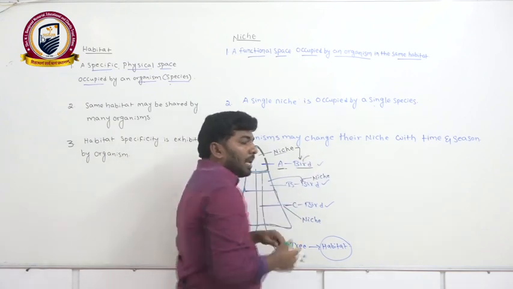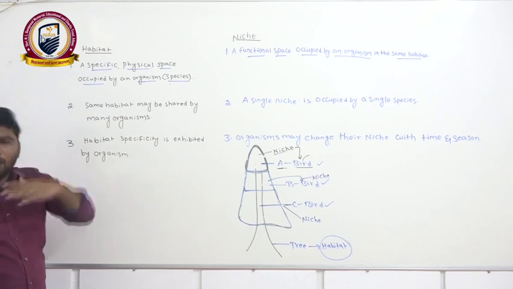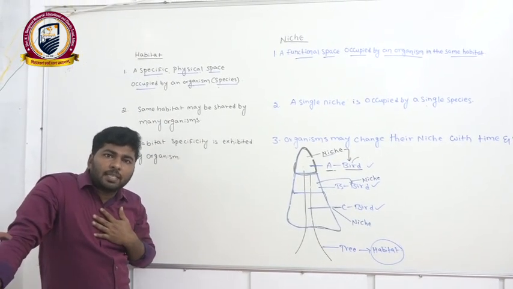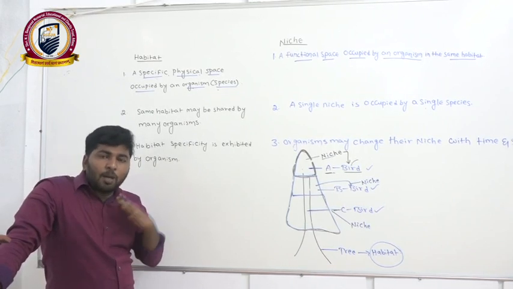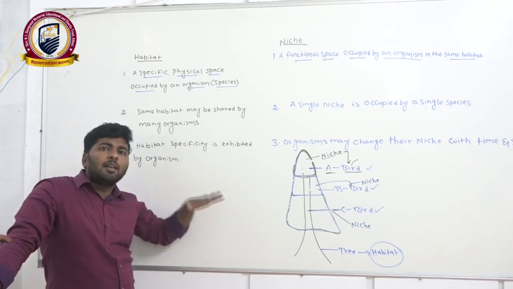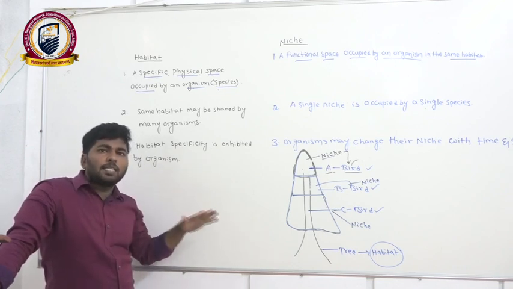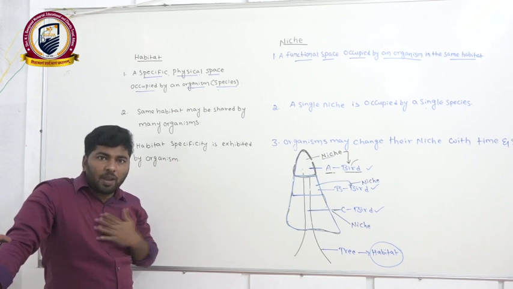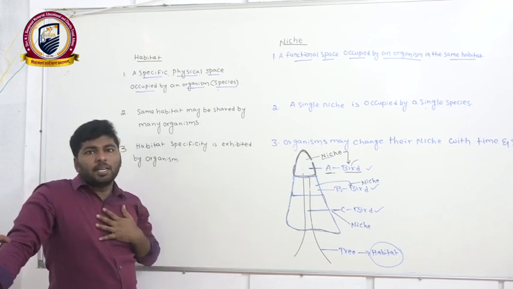Similarly, I told you that Atheni is my habitat. Along with me, many faculty members are there in Atheni. But I am working in Banajawad PU College as a teacher. This Banajawad PU College is my occupational address, my professional address, where I am working. This is my niche.